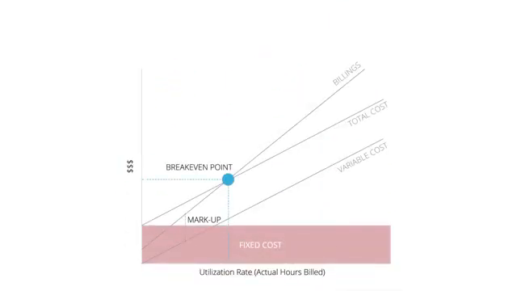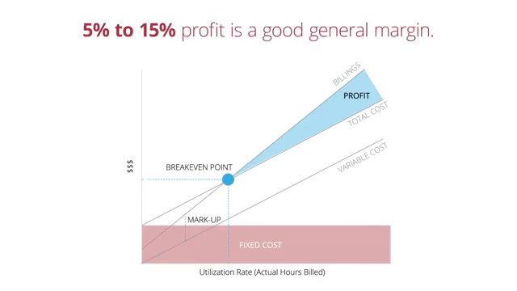Okay, this graphic looks complicated, but it's a pretty simple calculation. We've shown you how to get to the break-even point, or your bill rate floor, by adding your fixed and variable costs together to show a total cost. Now, you'll add a percentage to that bill rate to give yourself a cushion or profit. We'd suggest 5 to 15% above your bill rate floor.